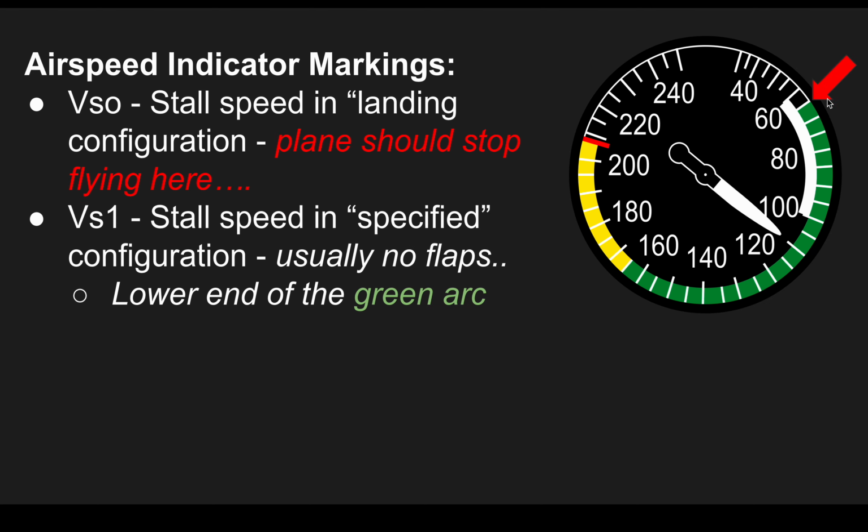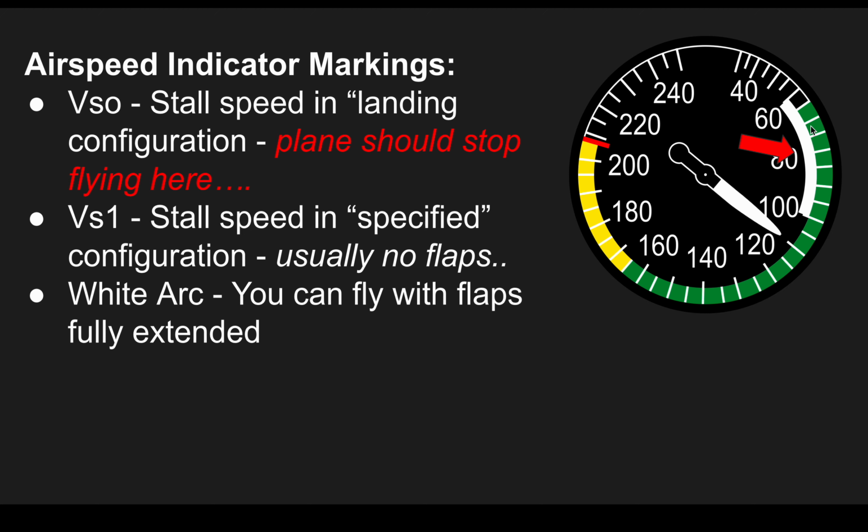And then we have VS1. It's the lower end of the green arc. And when I say lower end, even though it looks like it's higher up on the screen than this, it's lower than that. We're talking about speeds. It's the lower speed on the green arc. And it's usually a stall speed in a specified configuration. So it'll also stall here, but it's specified by the manufacturer. And usually it just means like the clean or no flaps down kind of configuration. VS1.